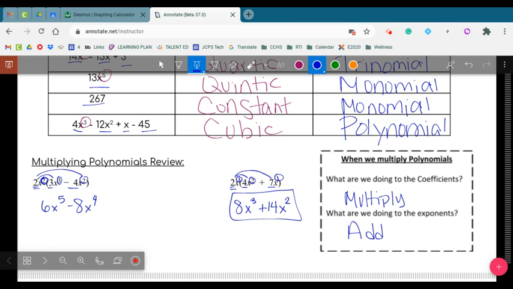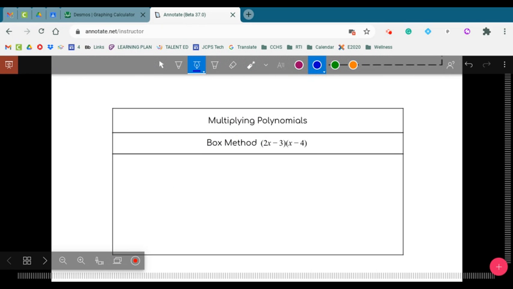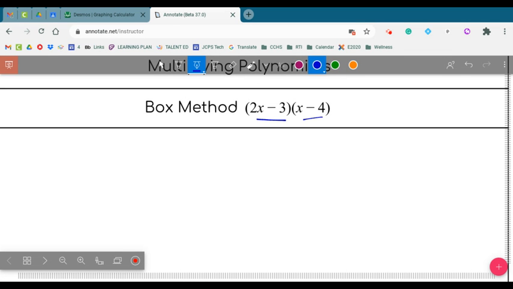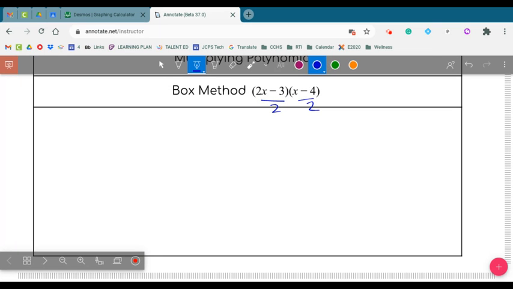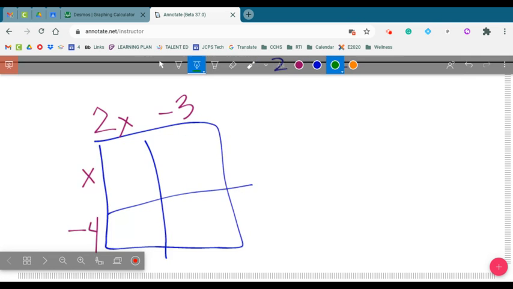Okay, so now we're going to talk about how sometimes we won't have just 1 term on the outside. We may have 2. So how we do that. So we're going to use what we call the box method for multiplying our polynomials. So in each one of these, I have 2 terms. So that means I'm going to create a 2 by 2 box. So I'm going to create my box and create 4 boxes. So I'm going to write 2x minus 3 on the top and x minus 4 on the side. Now, it doesn't matter if you have 2x minus 3 on the side and x minus 4 on the top. You can flip those.